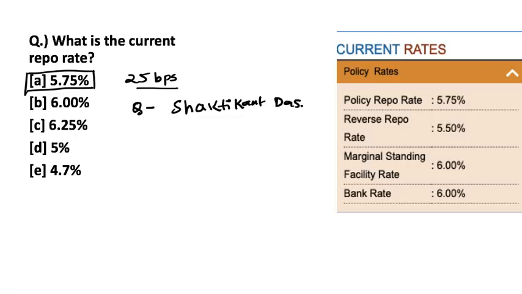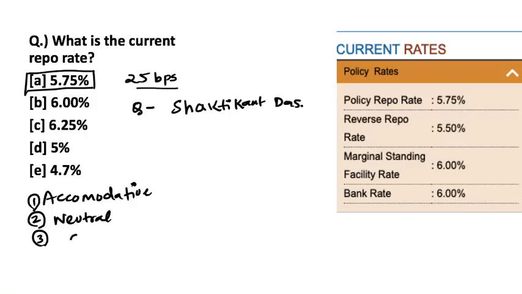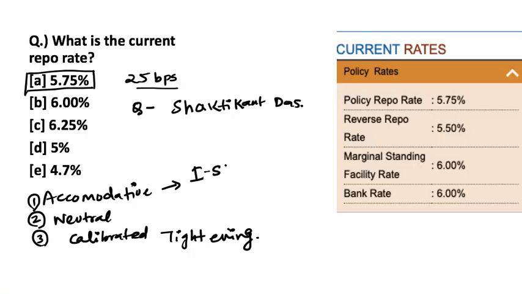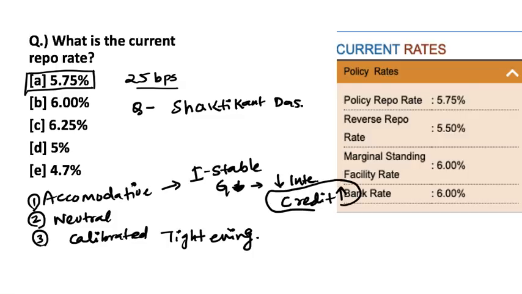Some more important things. RBI has now changed its stance to accommodative. There are three stances if you're not aware about them. Accommodative number one, neutral number two, and calibrated tightening number three. These are all stances that RBI takes with the purpose of sending out a message to the market. Accommodative stance says that RBI expects that growth might go down in the future, but inflation will be stable. Therefore RBI will be reducing the interest rates so that credit availability in the economy can increase. When credit availability increases, economic growth also increases.